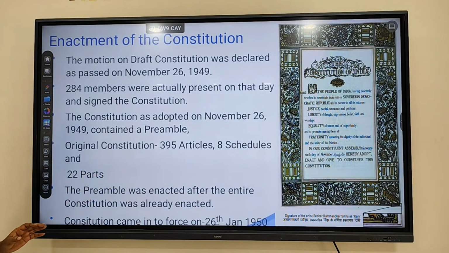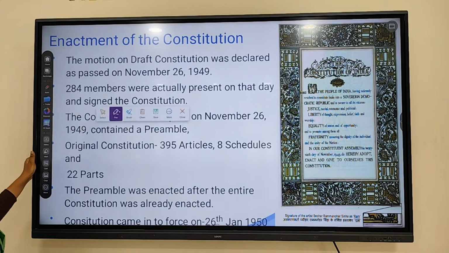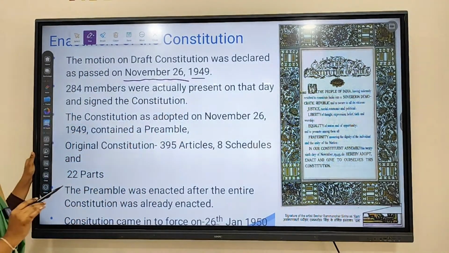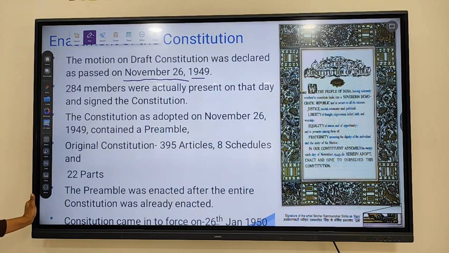Next is enactment of the Constitution. Okay, that is the preamble, what you are seeing. And let us see what is the enactment of Constitution. The motion on draft Constitution was declared to be passed on November 26, 1949. Constitution was being adopted on which date? 26 November 1949. That day is called as Samvidhan Divas. We celebrate Samvidhan Divas, the constitutional day, on November 26. On that day, we have adopted the Constitution.